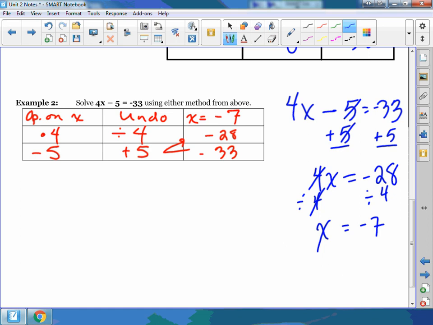Very good. Notice the steps are the same. Sean said the first thing he did was take negative 33 plus 5. That's what Grayson did here. And then they took the negative 28 divided by 4. It works. All right, turn that over.